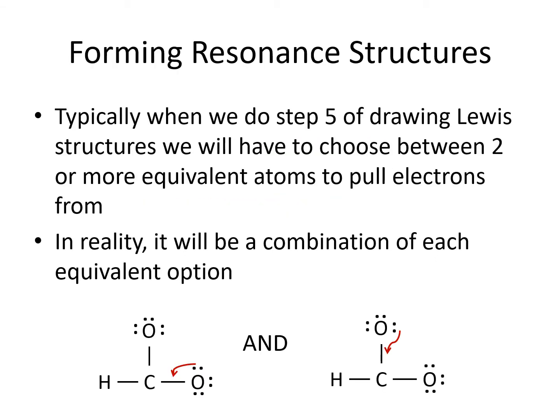When we do step number 5 of drawing Lewis structures, this often results in equivalent molecules that can be drawn as resonance structures. When we have the choice of pulling electrons from equivalent atoms, it's really a combination of all the options.